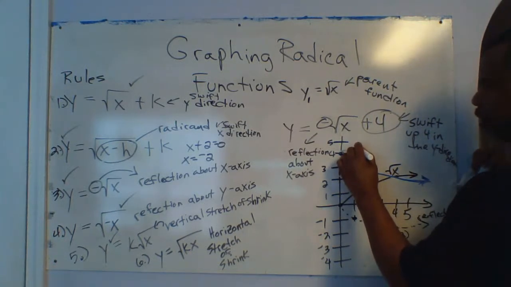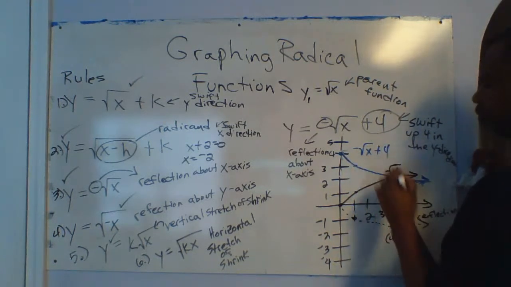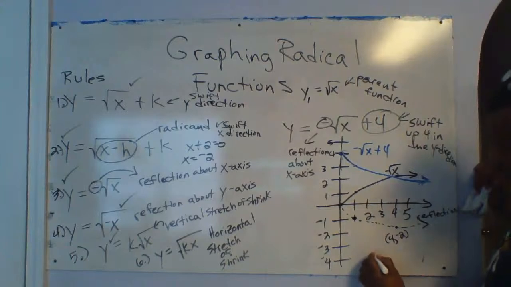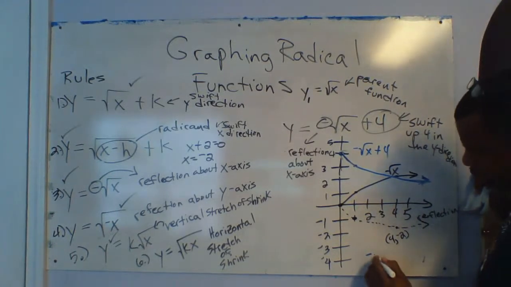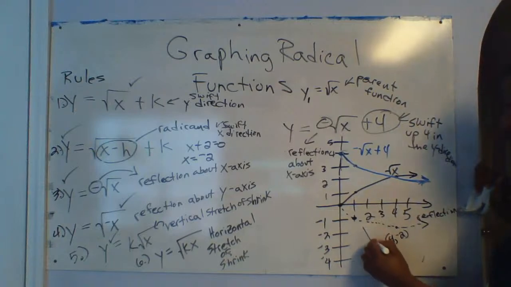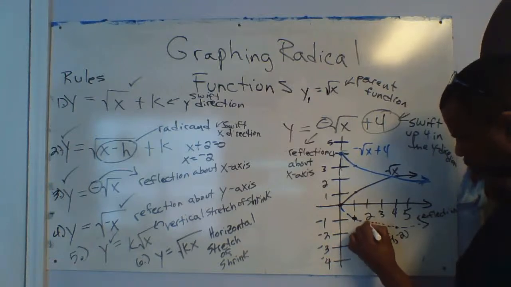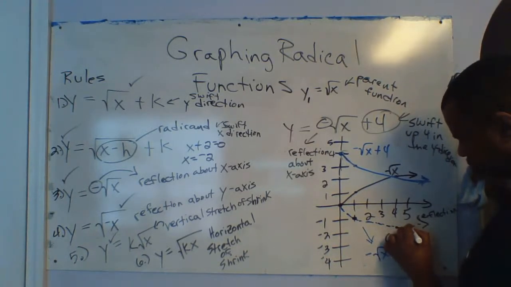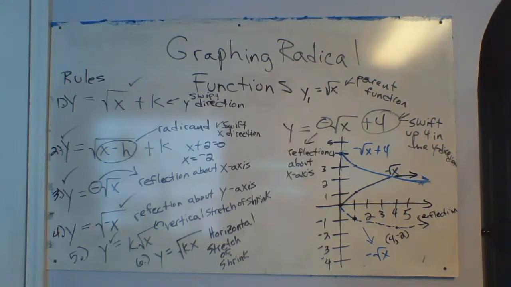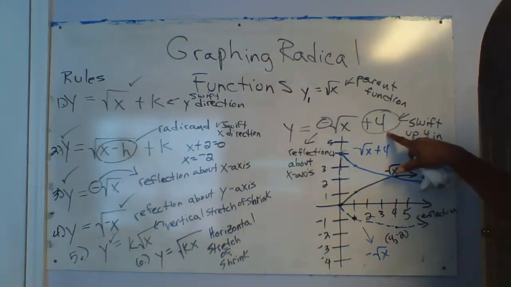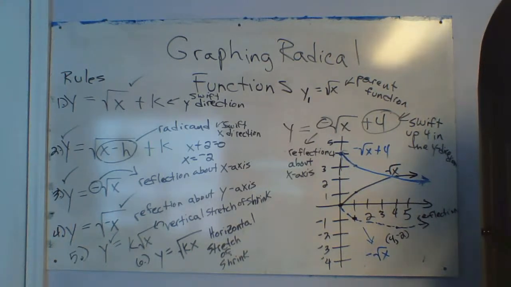So this is going to be negative square root of x plus 4. And this right here is going to be a negative square root of x. This function here. So I had to do two rules based on this: reflection and shift. Okay. Any questions?